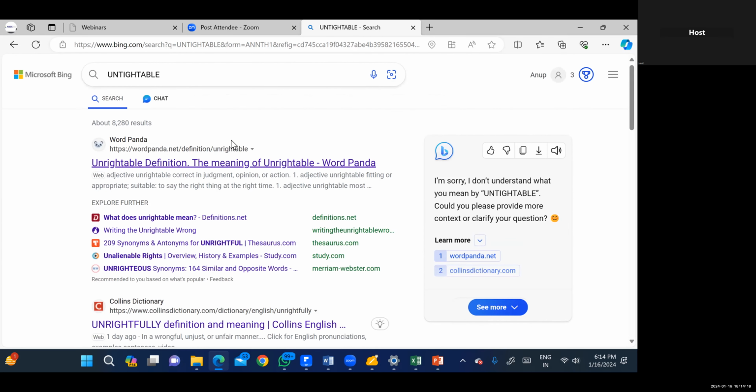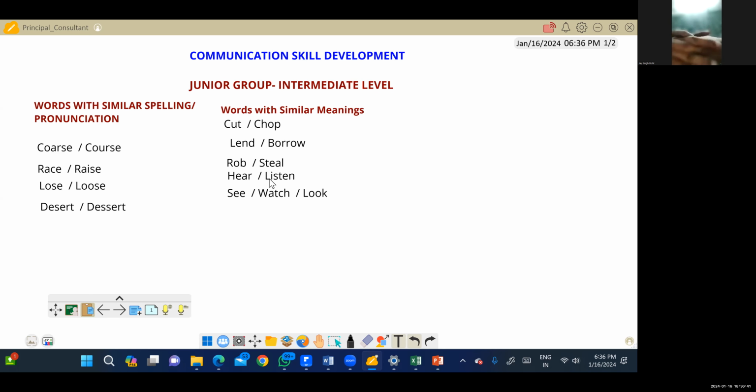Jay, what is the difference between hear and listen? So hear means to listen something that is going on, and listen means to hear something. Listening to the music. Okay. No. Sanvika, what is the difference between the two?